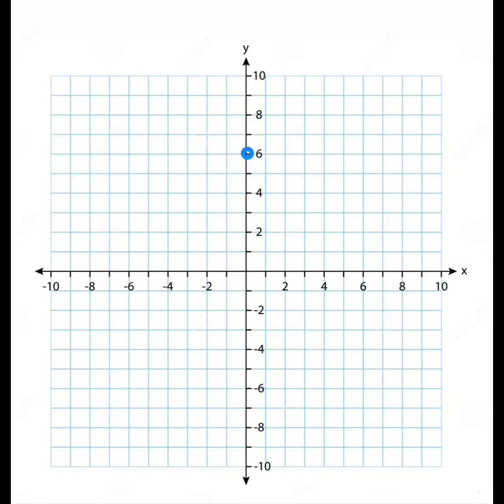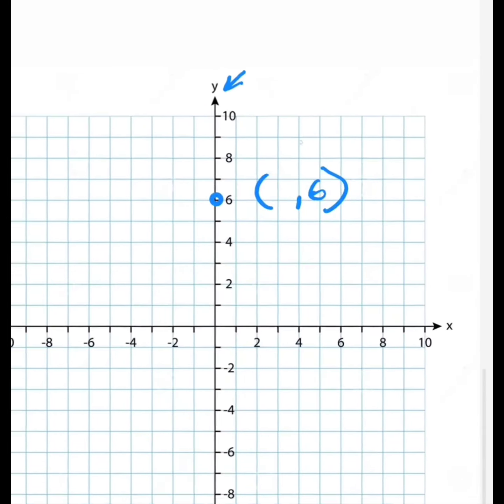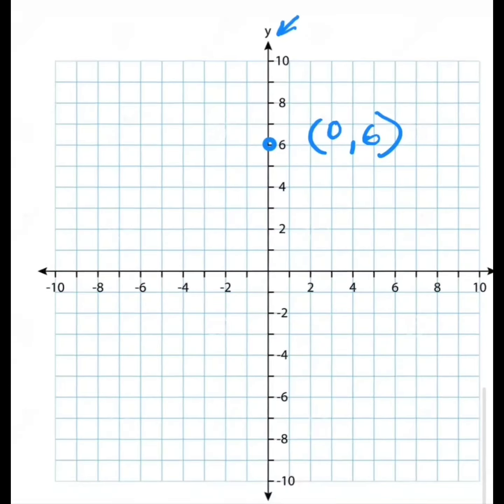Again, we have the point here on an axis. So this time, it's on the Y axis. So that means we're going to write here the coordinates. If it's on the Y, then we need to put the 6 here in the Y spot, which is your second number. And because it's on the axis, we have a 0, and that will be the X spot.